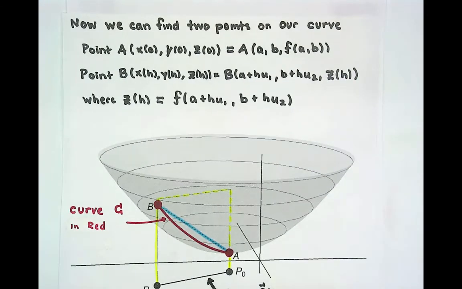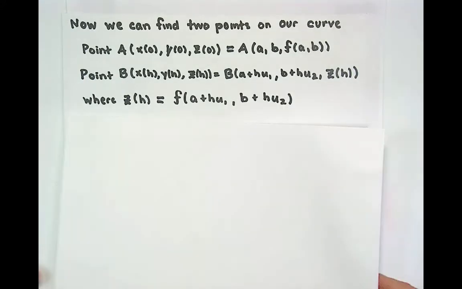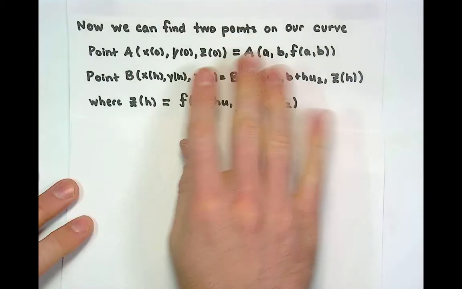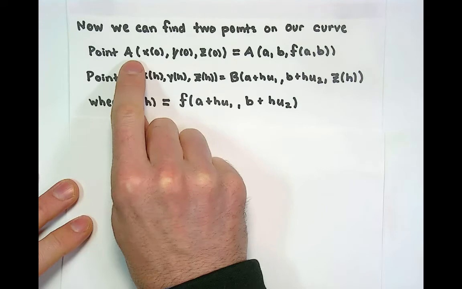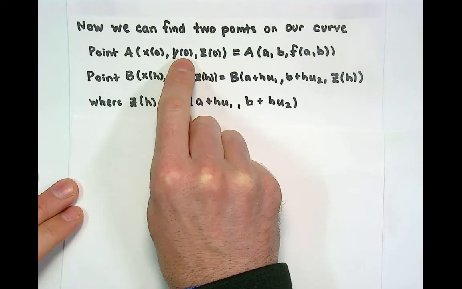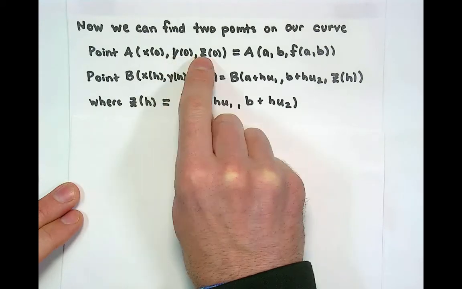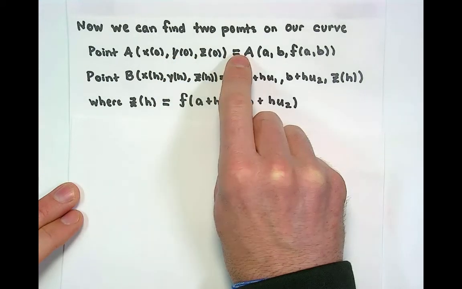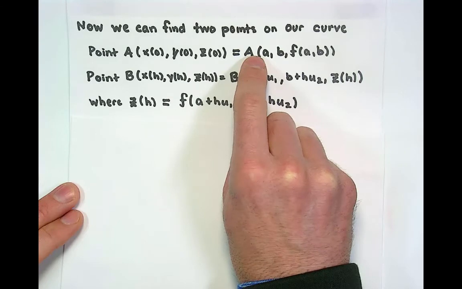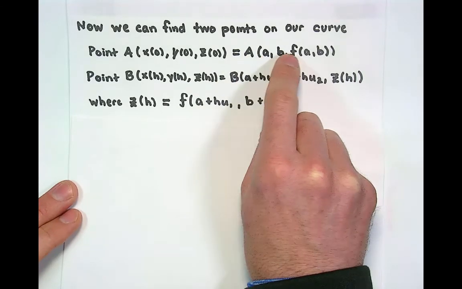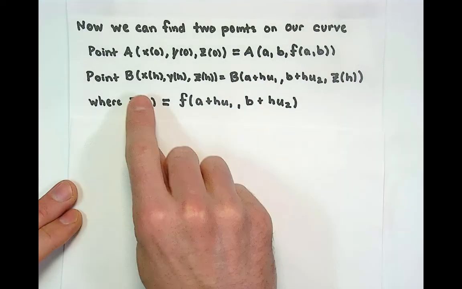So in step 2, we're going to find 2 points on this surface. The first point is going to be the one that we wanted to begin with, which was just to set the parameter h equal to 0. So we'll call that point A. We'll call it x of 0, y of 0, z of 0, which of course works out to be the point A with coordinates a, b, f of a, b.